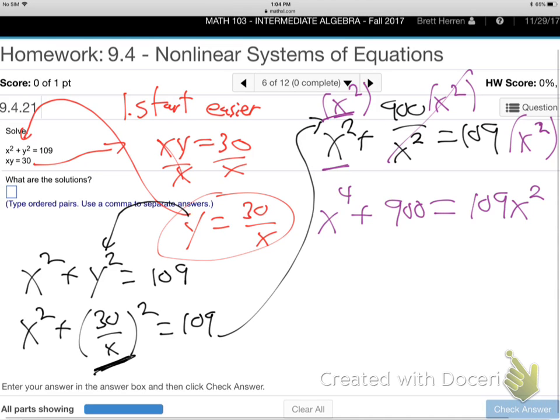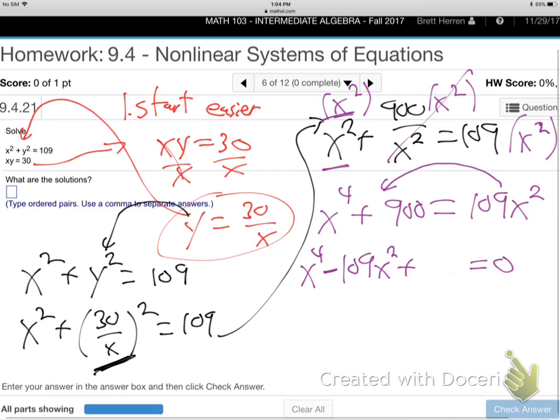How we doing? Now what? Yeah, get a 0 because you got these higher power things. You just want to get a 0, huh? So jump this 109x squared. Let's put them in the middle. Remember how we put them in order, highest power to lowest, so that 109x squared will go in the middle. So x to the 4th minus 109x squared plus 900 equals 0.